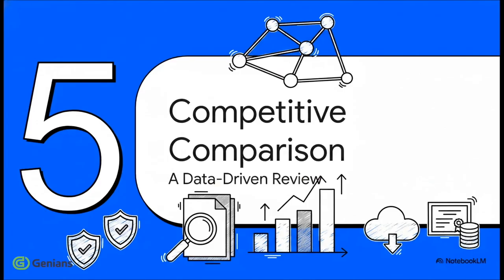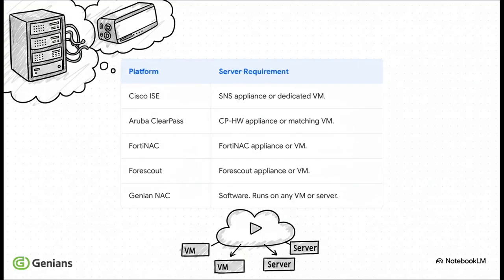All right, let's move on to a direct competitive comparison. Again, this is all based on data from publicly available documentation. First, let's talk hardware. Cisco ISE needs an SNS appliance or a VM with dedicated resources. Aruba ClearPass uses their CP-HW series appliances or a VM with matching specs. FortiNAC has its own hardware appliances or a VM, same with Forescout. Genian NAC is software. It runs on any VM or physical server.